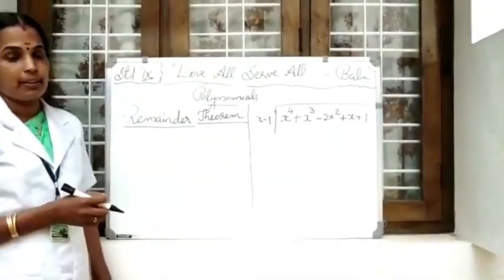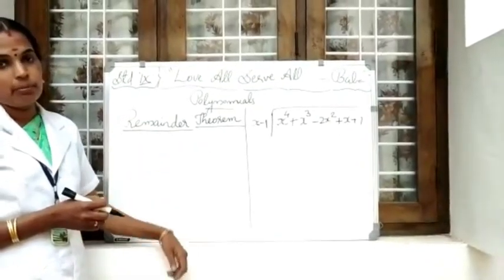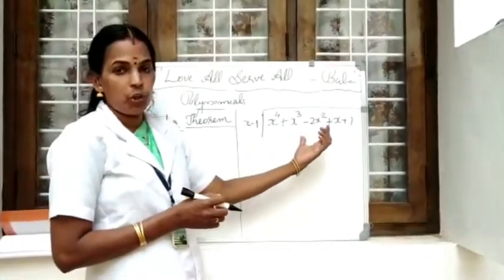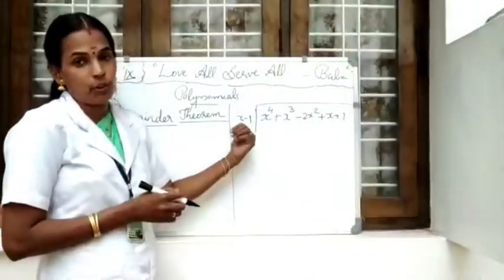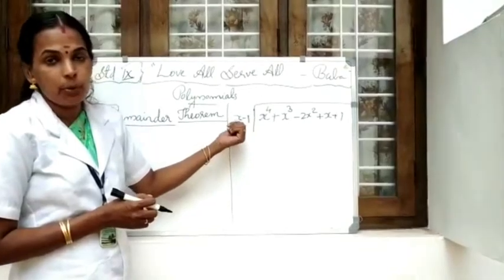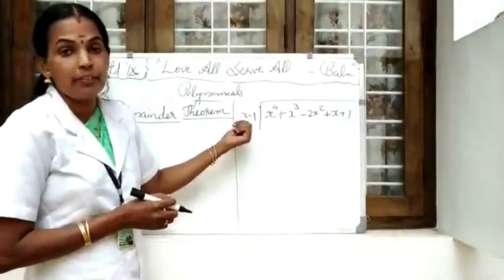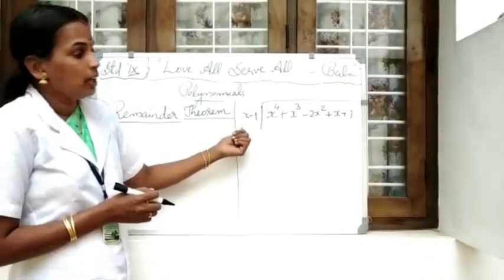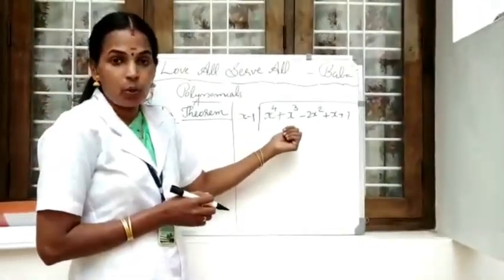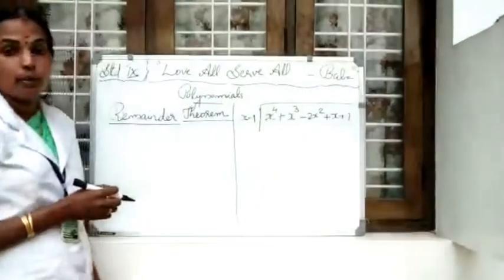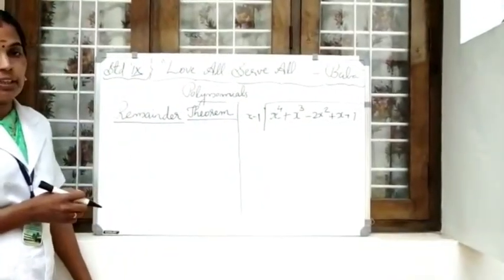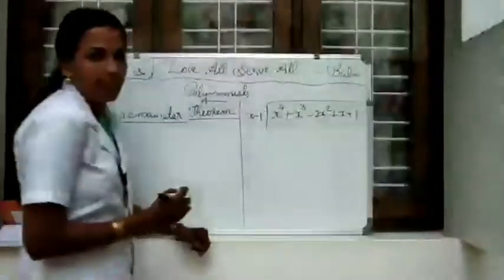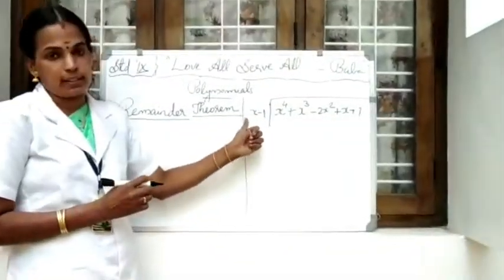Our next topic is remainder theorem. Before that, we have to study how we can divide a polynomial by a linear polynomial. You know, a linear polynomial means a polynomial with degree 1. So now we are going to study the division of a polynomial by a linear polynomial. For that, look at the extreme left term of the dividend and the divisor.